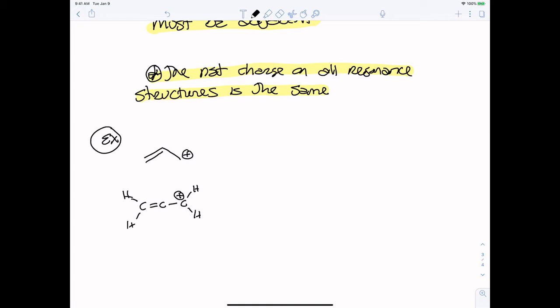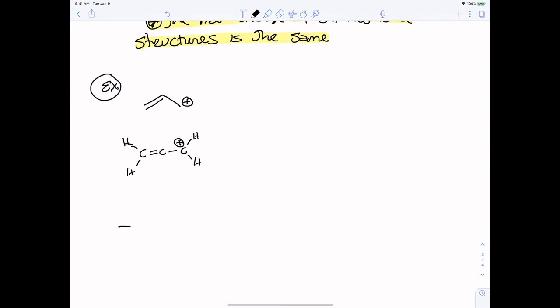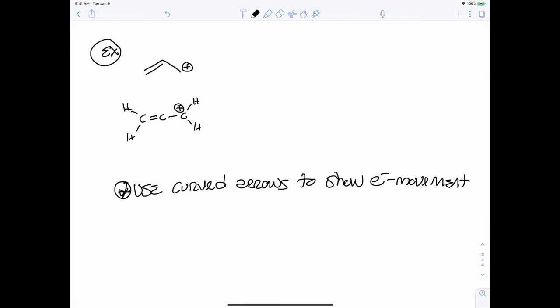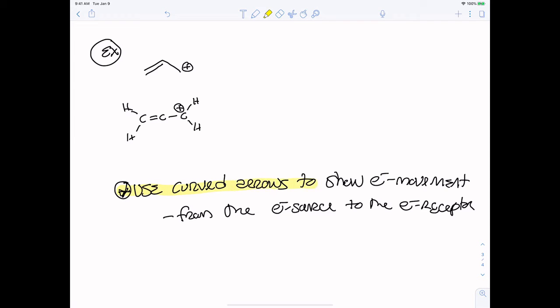So the way we're going to draw the structures is we're actually going to show electron movement. So we're going to use curved arrows to show electron movement. And that arrow is always going to go from the electron source to the electron receptor. It's showing where the electrons are going, not the other way around. If you draw your arrows in the other direction, you are going to lose points. So we want to show where they're going: from source to receptor.